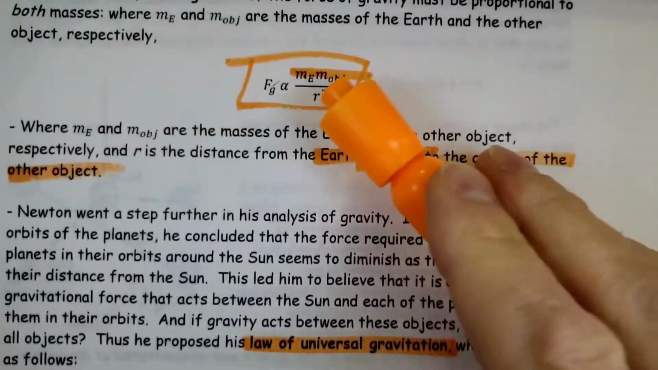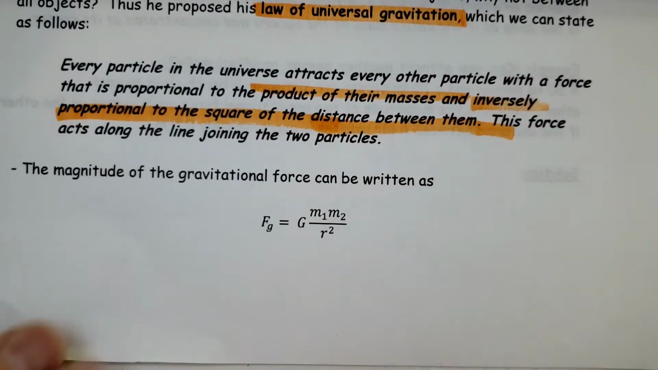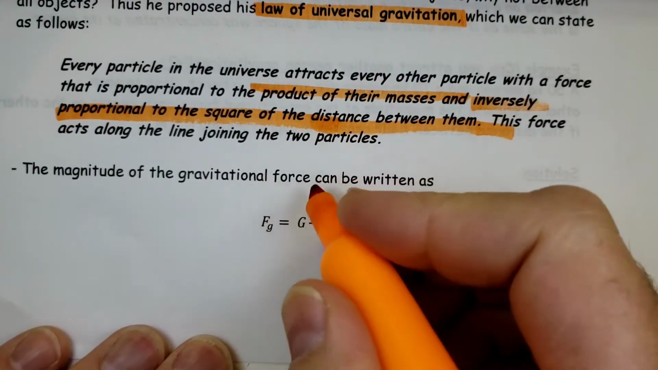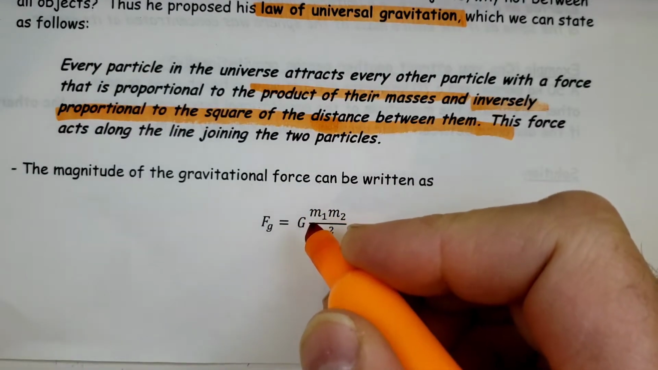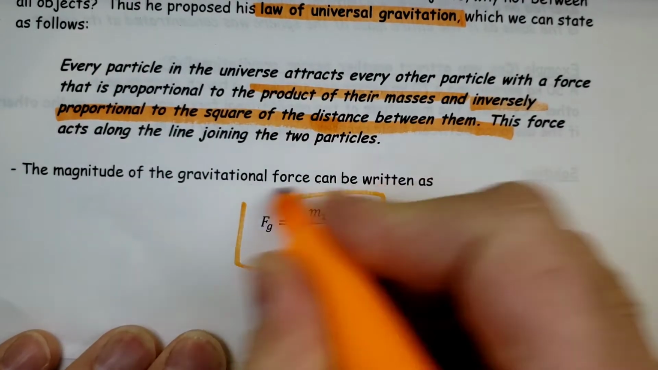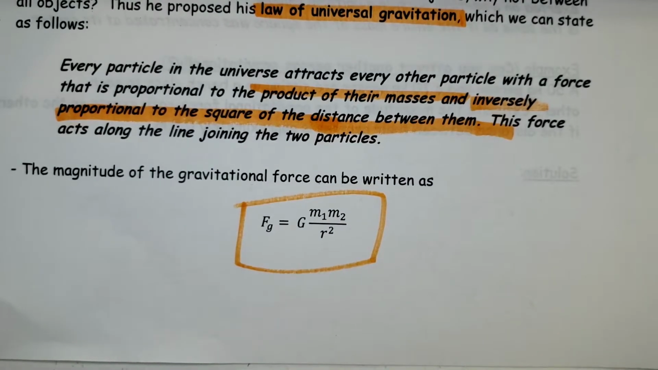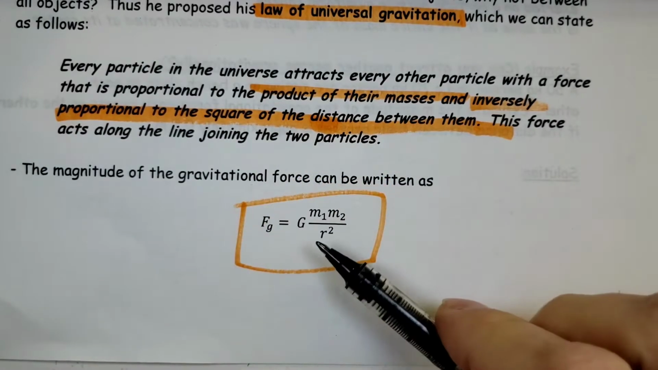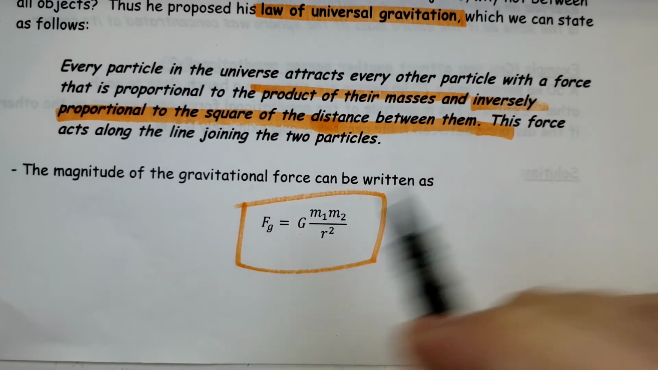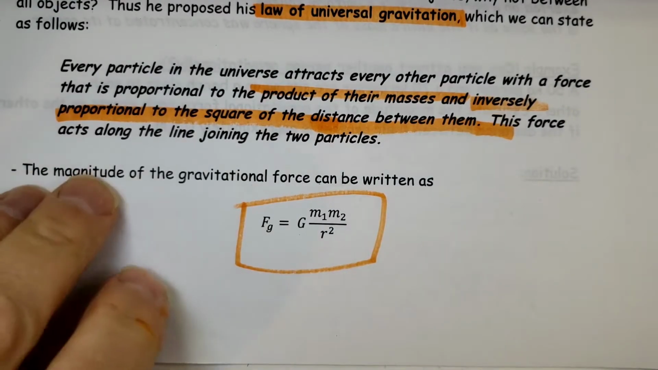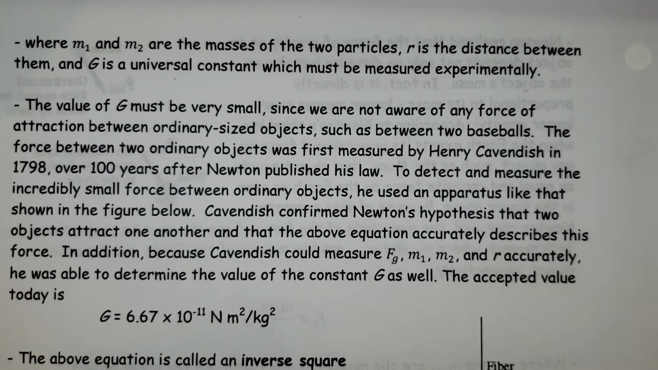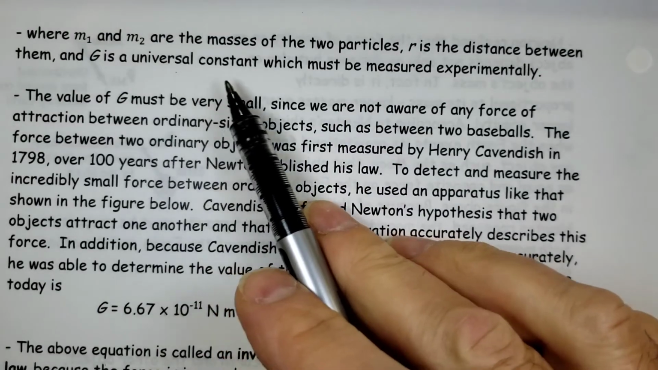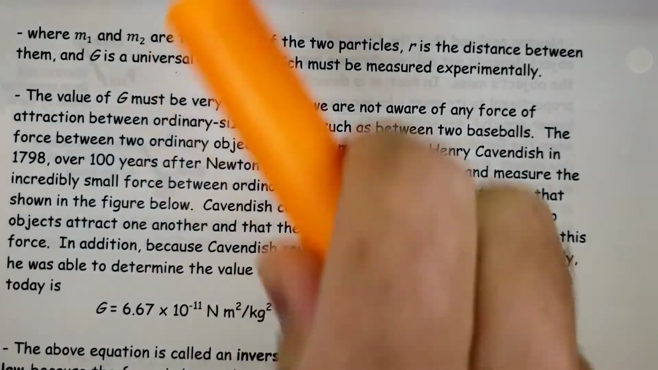So if we change the proportionality to an equality, we have to introduce a constant. That constant is referred to as the gravitational constant, big G. So there we have our universal gravitational force equation. We can figure out the force of attraction between any two masses, as long as we know the distance between them. And we have the constant G, which is in fact determined, as we'll see. M1 and M2 are the masses of the two particles, R is the distance, and G is referred to as the universal constant, which must be determined experimentally.